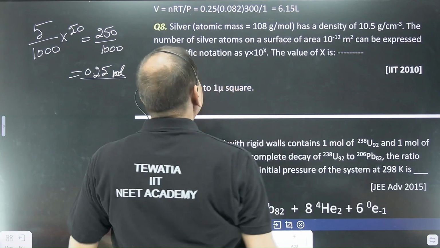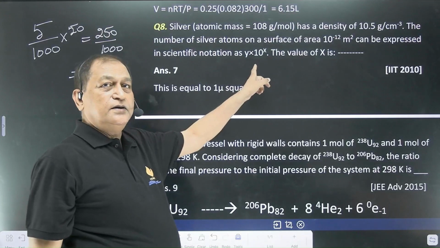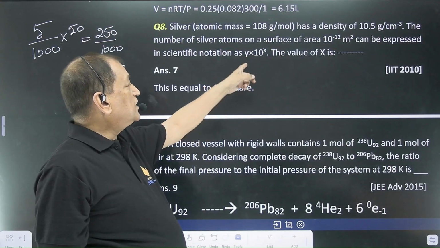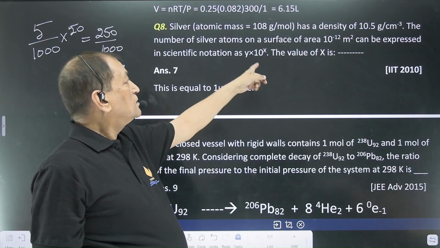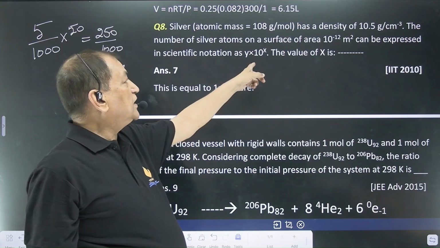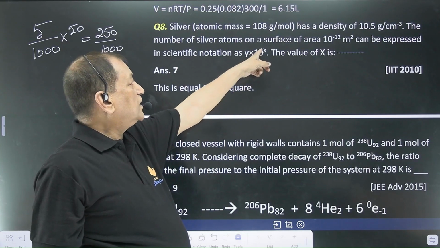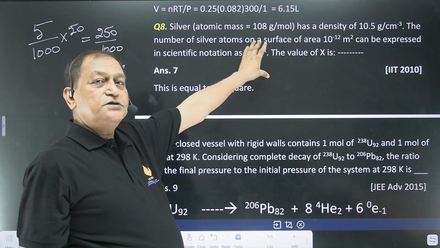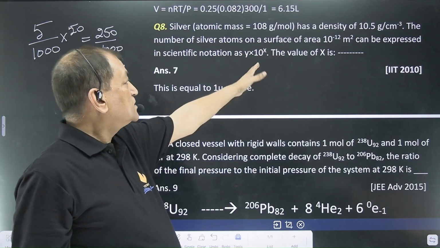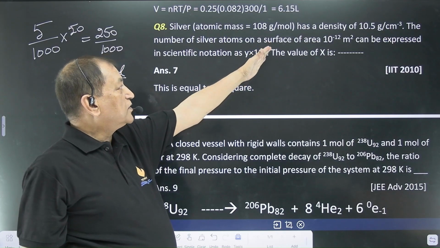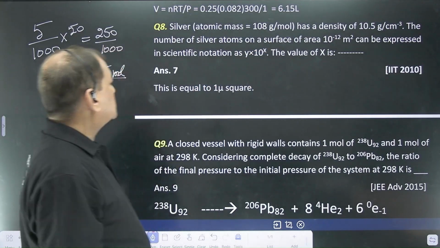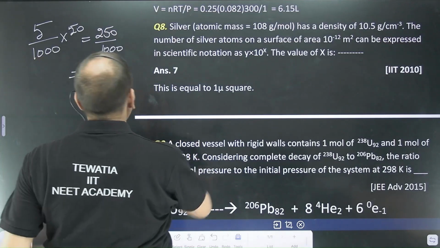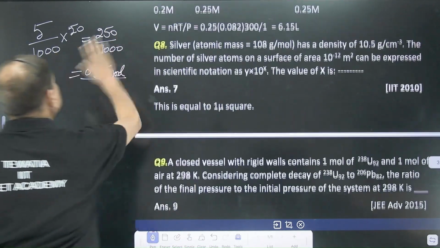We need not calculate y. Y may be anything from 1 to 9, it can be anything. We have to calculate this x, that means the order. This is called the order of the number. So 10 raised to power how much? What is the value of x? So let us solve this.